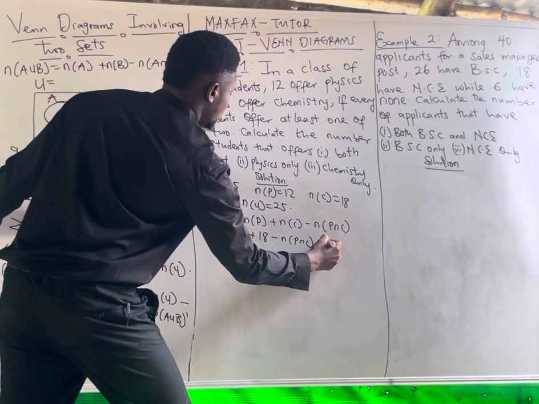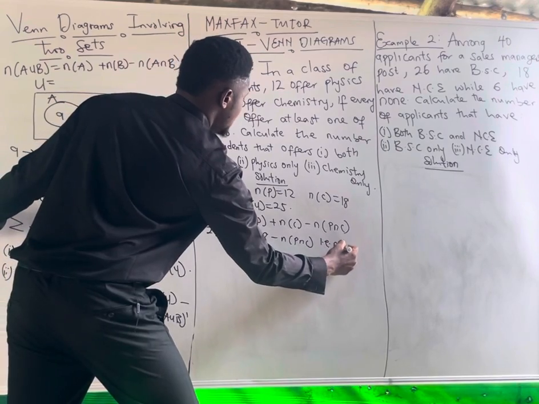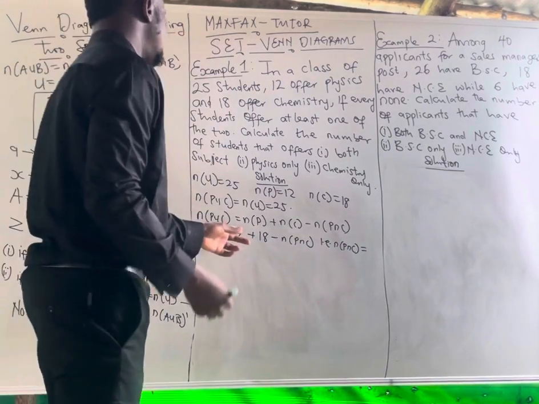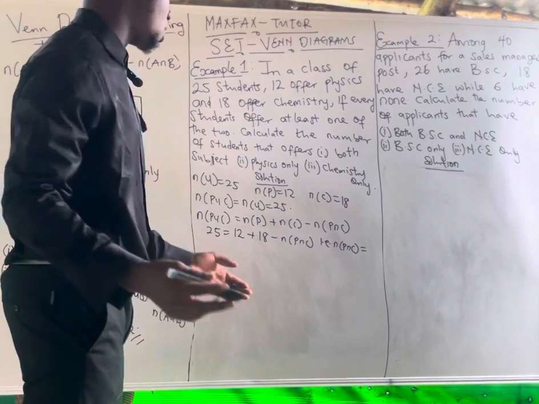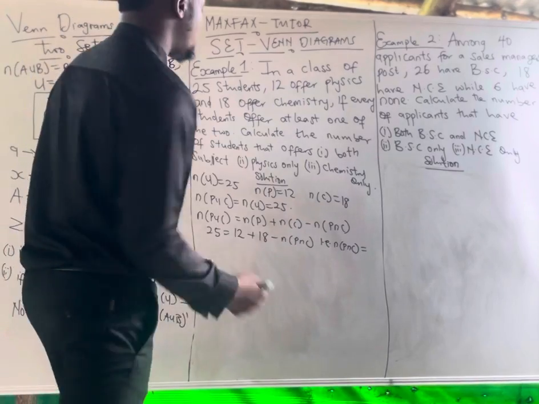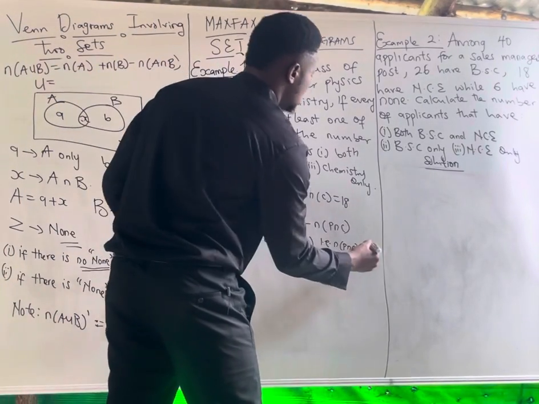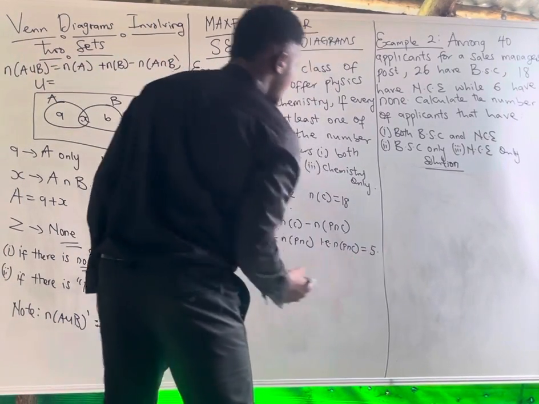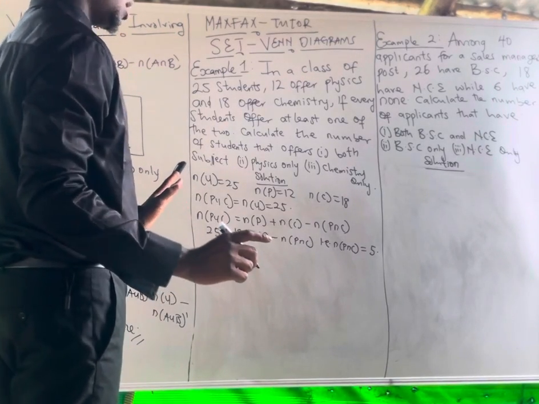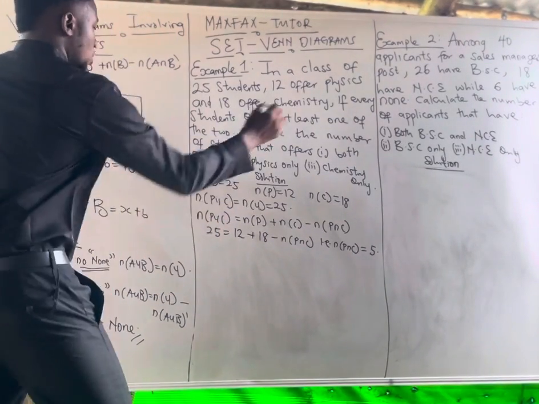So therefore, your n(P intersection C) would equal, because 12 plus 18 is 30, then 30 minus 25 will give us 5. So this simply means that your n(P intersection C) is equal to 5. So guys, before we use the Venn diagram, let me give you the trick.